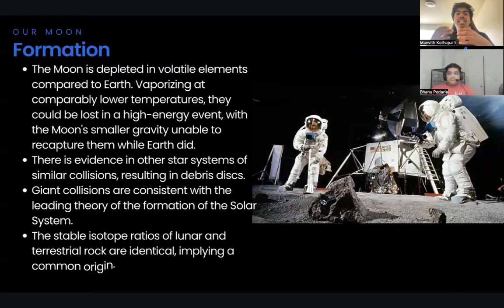The moon is depleted in volatile elements compared to Earth, vaporizing at comparably lower temperatures. They could be lost in a high energy event, with the moon's smaller gravity unable to recapture them while Earth did. There is evidence in other star systems of similar collisions resulting in debris disks. Giant collisions are consistent with the leading theory of the solar system formation. The stable isotope ratios of lunar and terrestrial rocks are identical, implying a common origin.